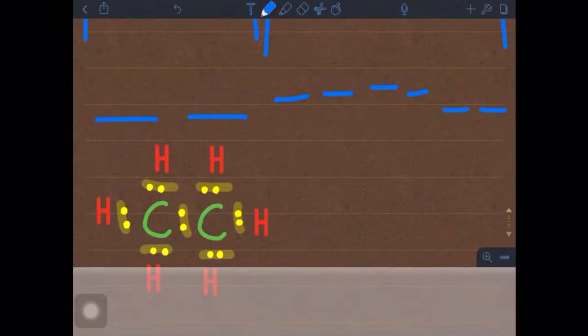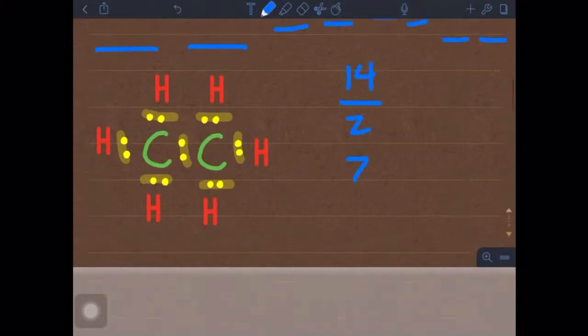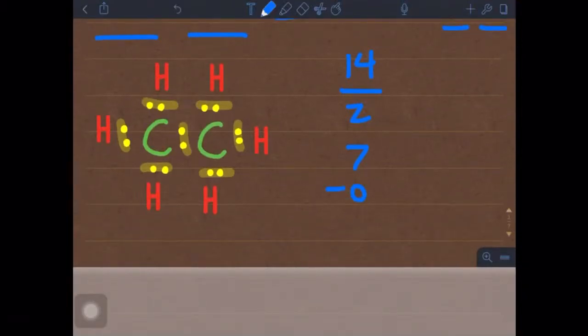So you count up all the electrons there are, so we'd have 2, 4, 6, 8, 10, 12, 14 electrons. We have 14 electrons. You then divide this number by 2, which would give us 7, and you would take any unshared pairs there are, which in this case there are 0 unshared pairs, and you would subtract the number of unshared pairs, and the number you get out should equal the number of bonds there should be. So in this case there should be 7 bonds, which there are in fact 7 bonds here. 5, 6, 7.